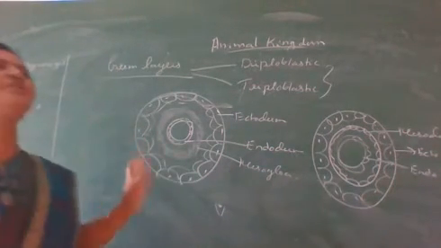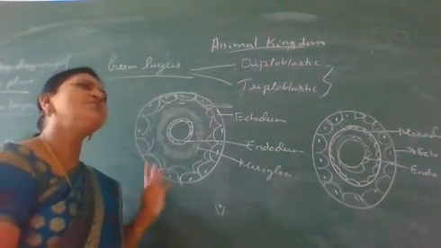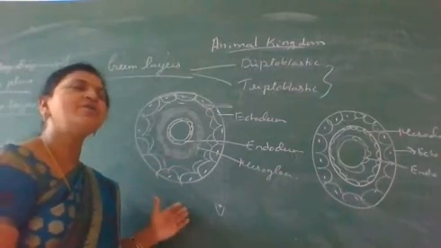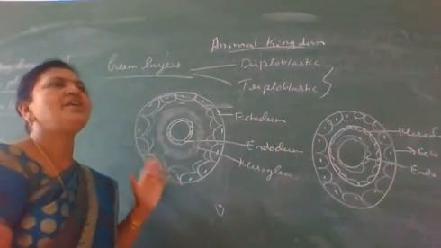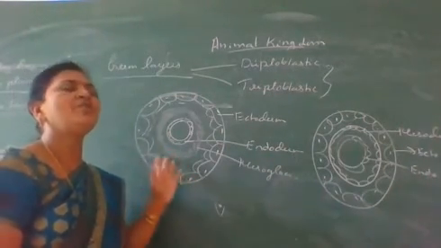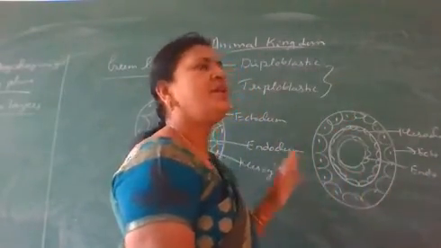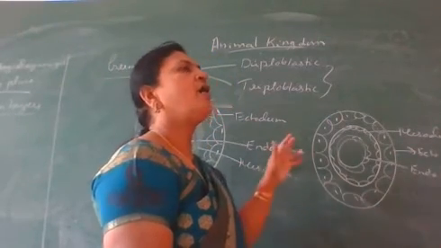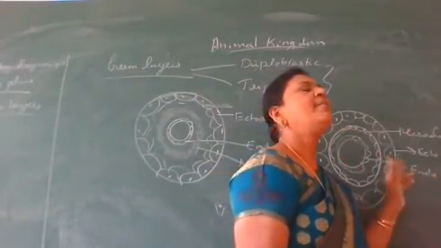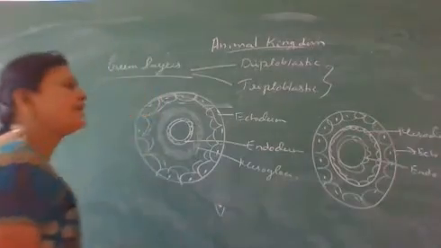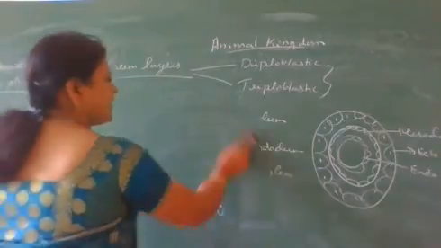This is very important. Differentiate between diploblastic and triploblastic. Diploblastic animals are those having 2 germ layers, outer ectoderm and inner endoderm, and there is an undifferentiated mesoglea in between. But in case of triploblastic animals, there are 3 distinctive germ layers, outer ectoderm, inner endoderm, and in between that a middle distinctive germ layer called mesoderm. This kind of animals are called triploblastic animals.